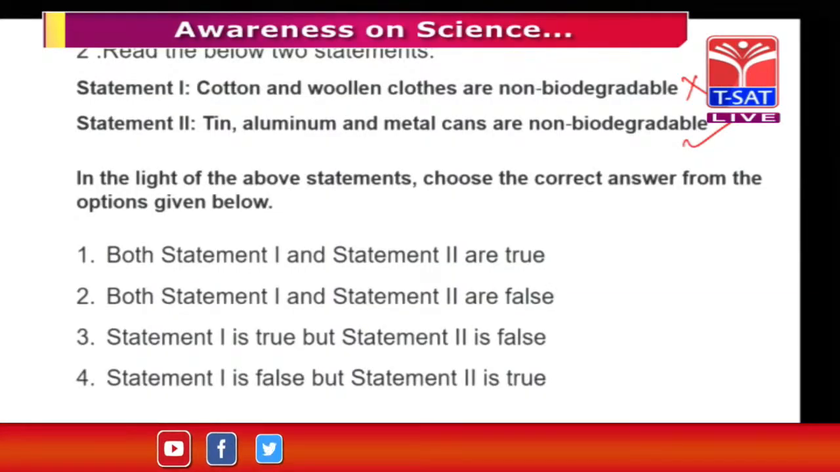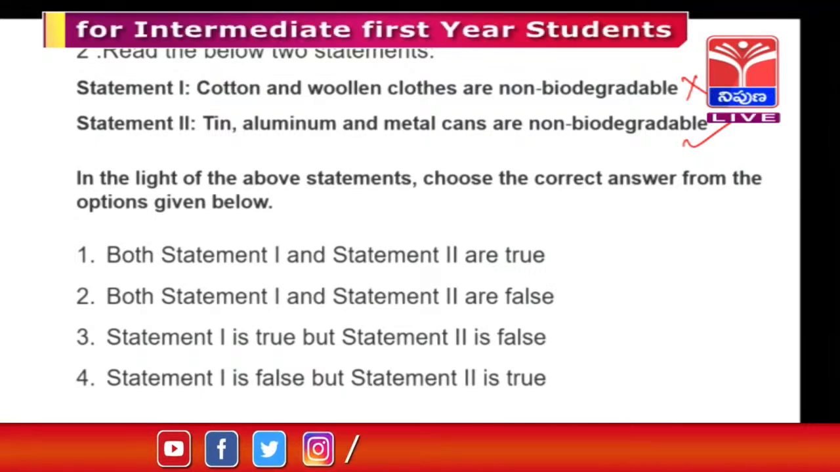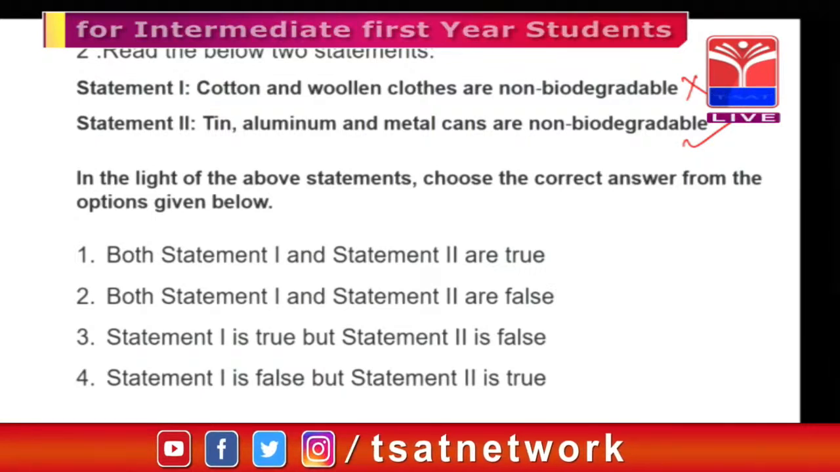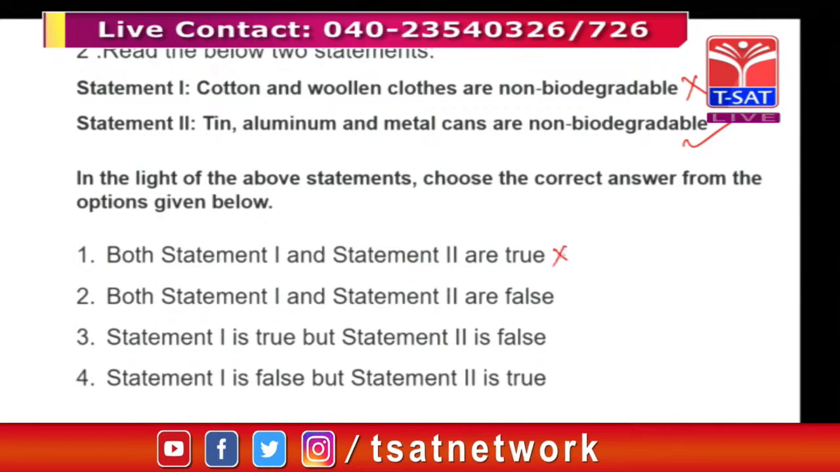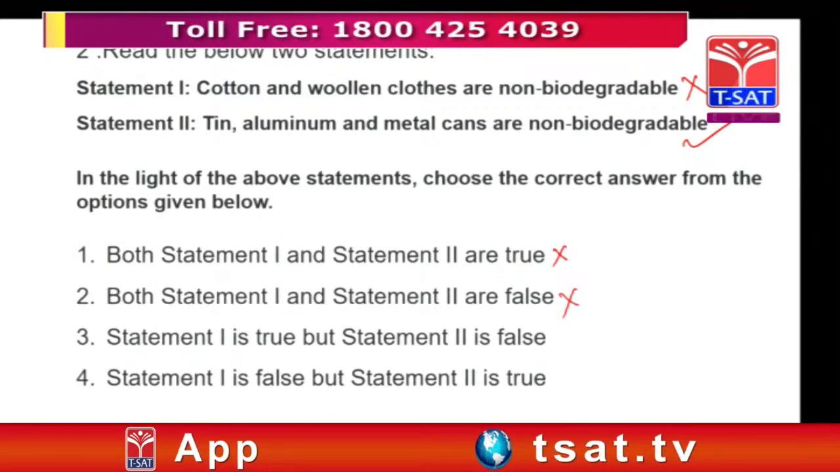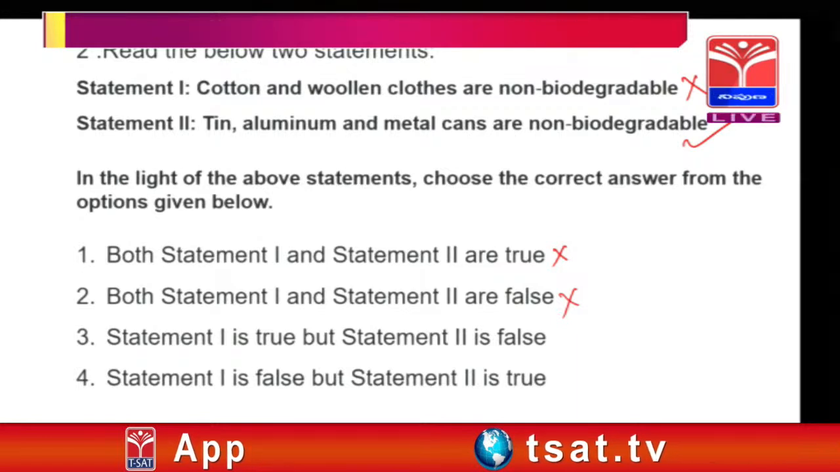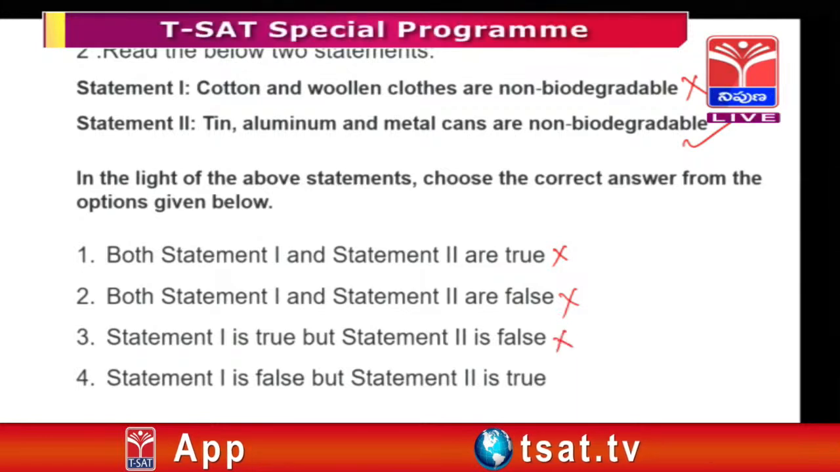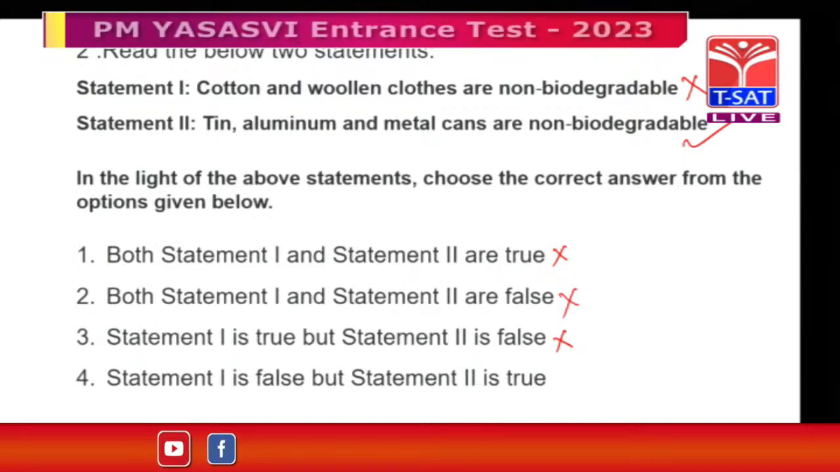Look at the 4 options. Both statements 1 and 2 true, that is incorrect. Both statements 1 and 2 false, that is also incorrect. Statement 1 true and statement 2 false, that is the reverse, so this is also incorrect. And look at the fourth, that is correct: statement 1 is false and statement 2 is true.